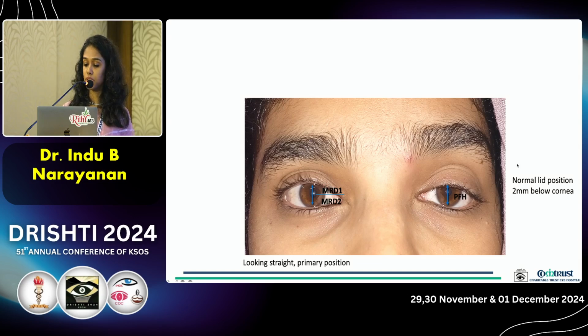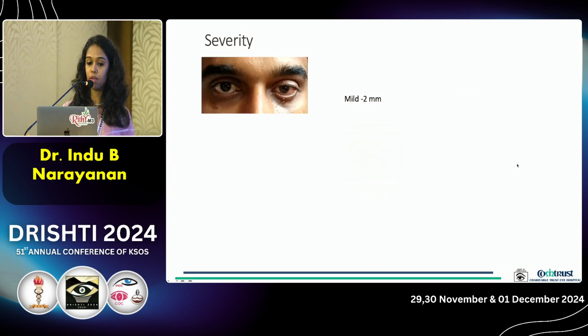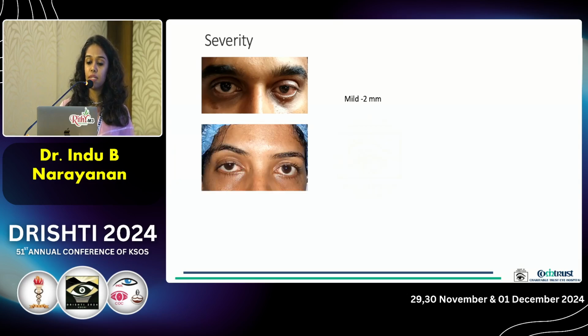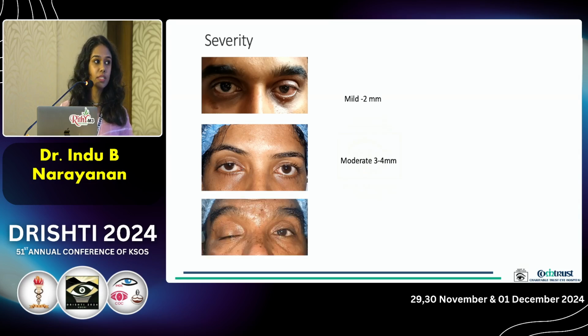So here is ptosis of the left eye. Now coming to the severity. Mild ptosis is defined as a difference of 2 millimeters between the two eyes. If it is 3 to 4, it's a case of moderate ptosis, and if it's more than 4, it's severe ptosis.